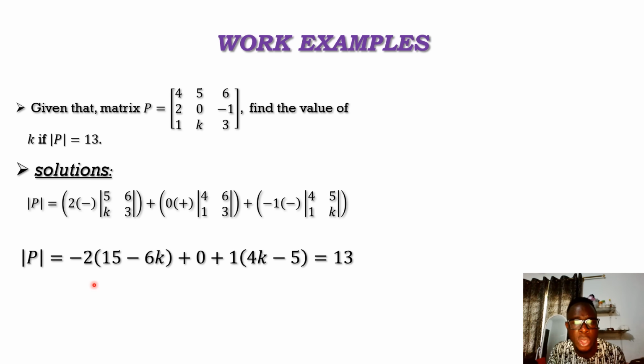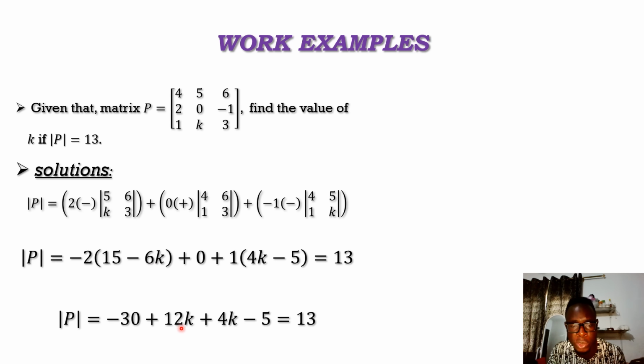When we do that, we are going to get -2, then 15 minus 6k. That's the determinant of this 2 by 2 matrix. This one will automatically be 0. Then the same thing happened to this expression. At the end of it, we are going to have -30 plus 12k, because -2 times -6 will be 12k. Then the 0 plus 4k minus 5 equal to 13.